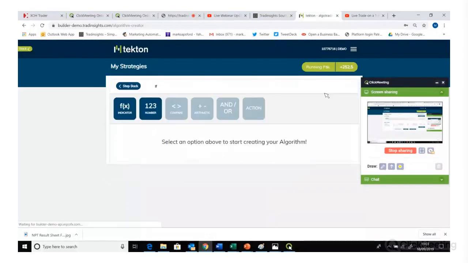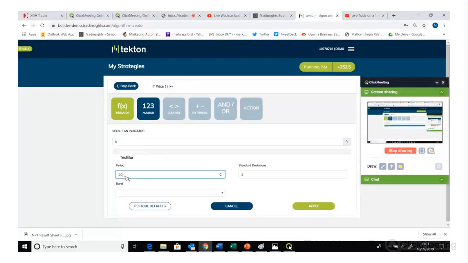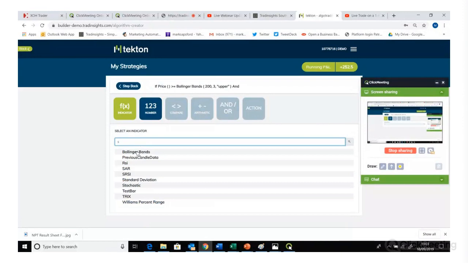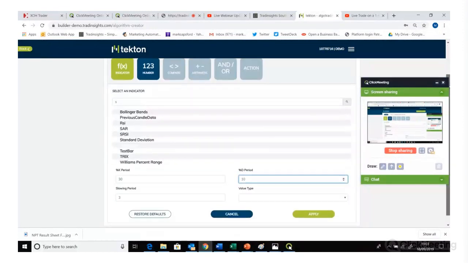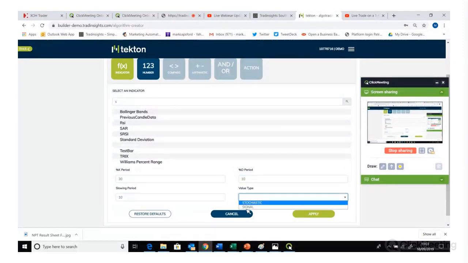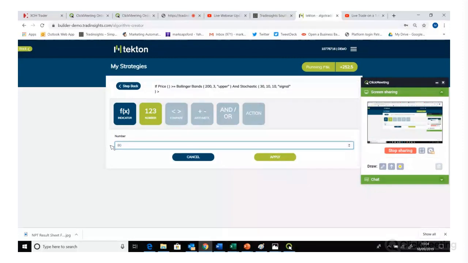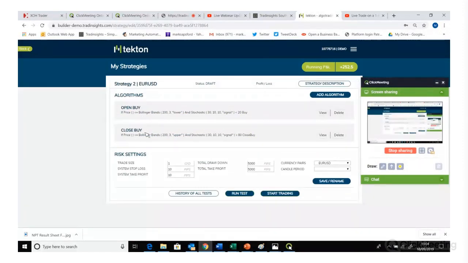Now I need to add the close buy. Okay, so when price is more than or equal to the Bollinger Band 200 period 3 upper, and the stochastic 30, 10, 10 signal is more than 80, we're going to close the buy. So it's got to an overbought position. The market has got to its highest position. We want to close that buy. Action, close buy. And that's done. So in a couple of minutes, we've created our buy and we've created our close buy.